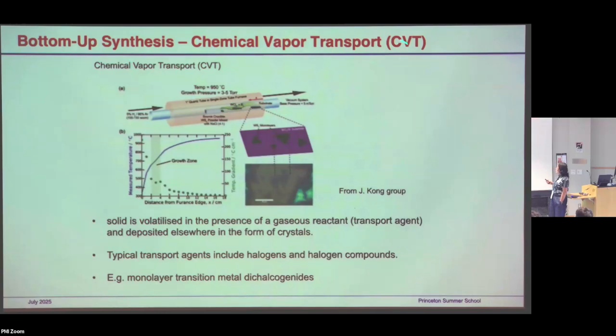A related method is called chemical vapor transport, CVT. In this case, it's even easier. Usually you put some crystals on one end of the furnace, usually the hotter end, which vaporize, and then they are transported by vapor to the cooler end and recondense to form crystals. It's diluted in the gas. Usually it condenses to form a monolayer or a few layers, and usually the transport agent includes a halogen compound.